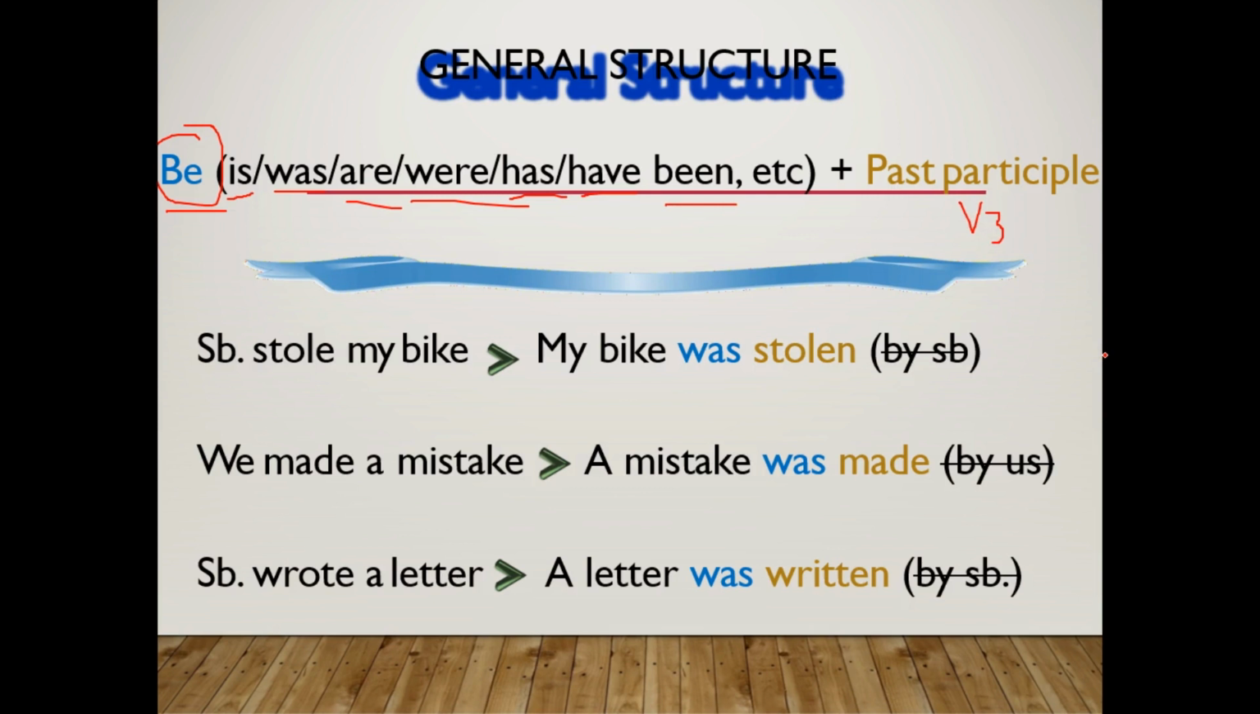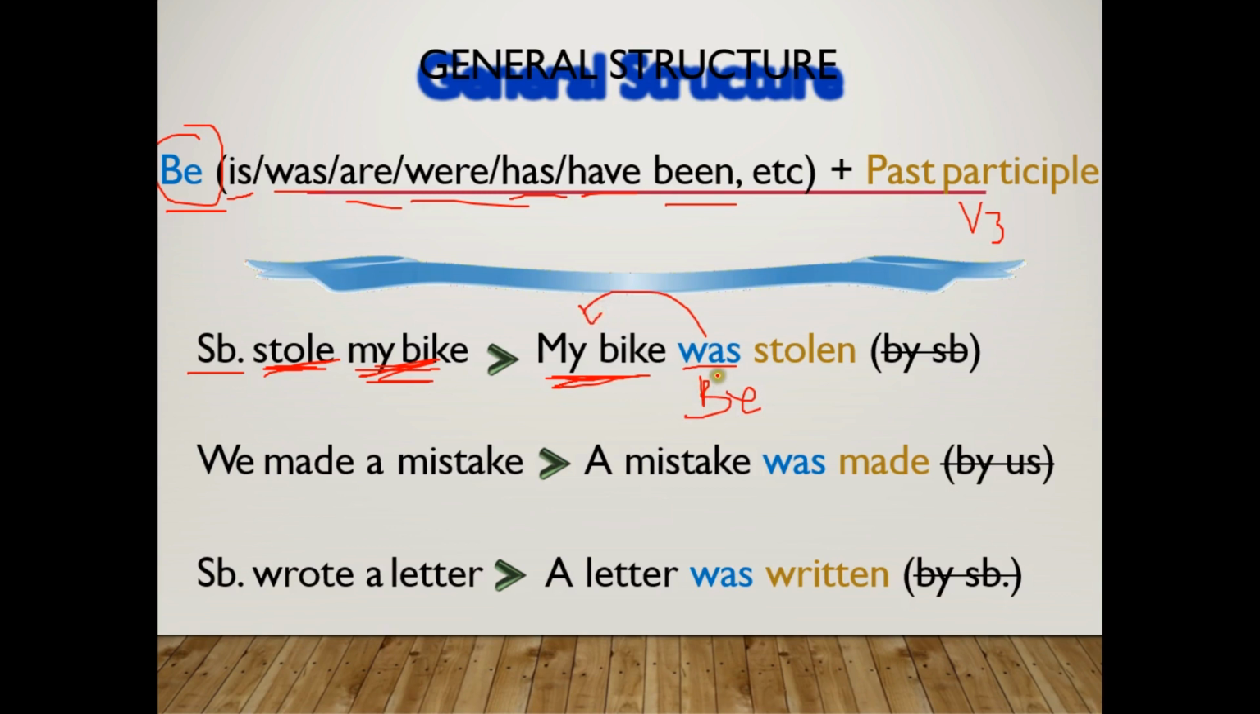Subject stole my bike. Here we can say the subject did this action in the past tense, because this is from steal. When you want to change this into the passive, remember my bike, you have to put in front first. After you move it, you have to use be here. But before you put the be, you have to look first at my bike.